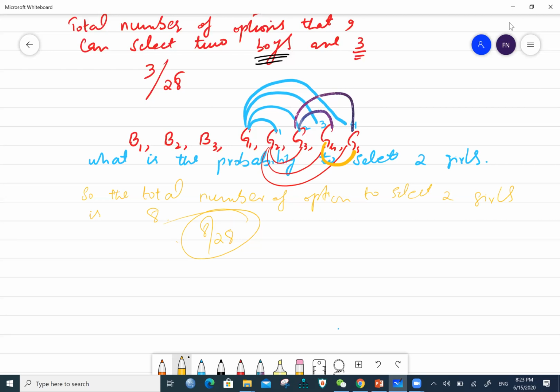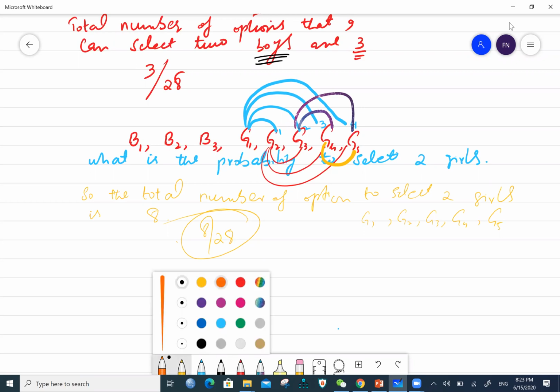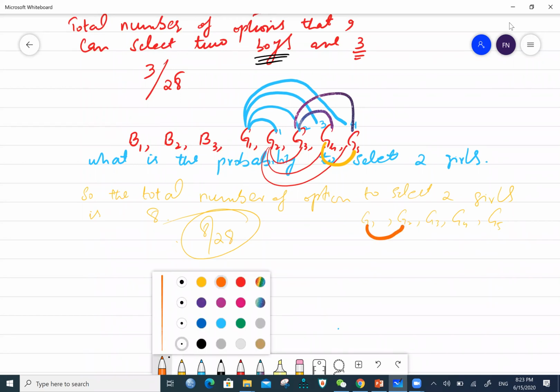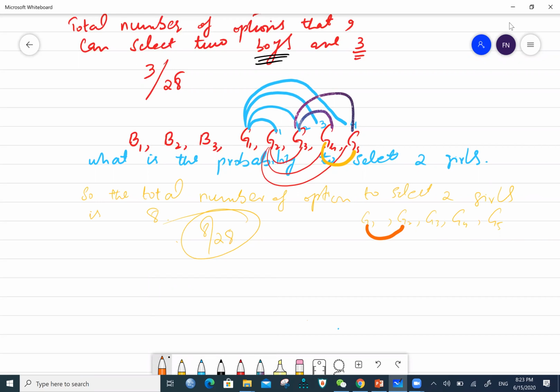Where did the 10 come from? Yes. See, there are 5 girls, G1, G2, G3, G4, G5. I want to select 2 girls. How many options are there? I can select any 2 girls. So the first condition is I can select these 2. 2 to the power of 3? No, not 2 to the power 3.